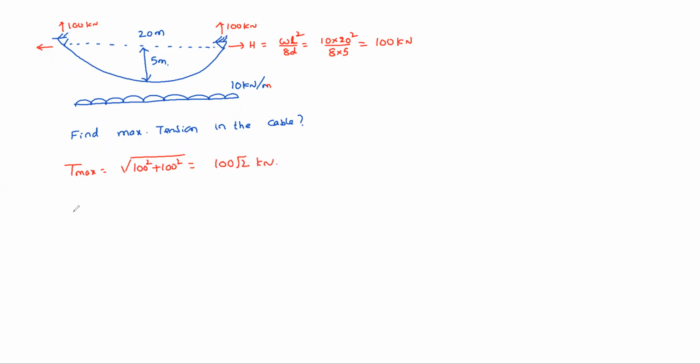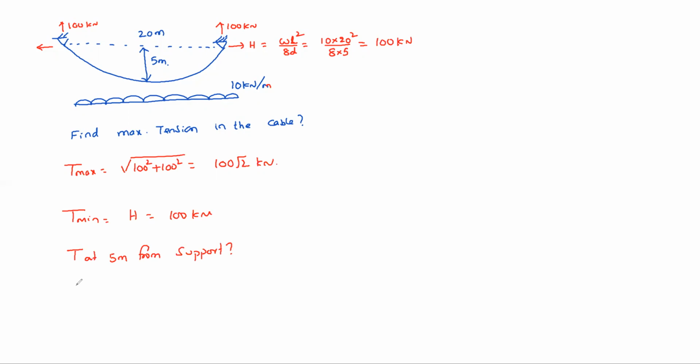Of course, you can find T minimum also. T minimum equals H only. That equals 100 kilonewtons. Of course, you can find T at 5 meters from support, the tension at 5 meters from support.